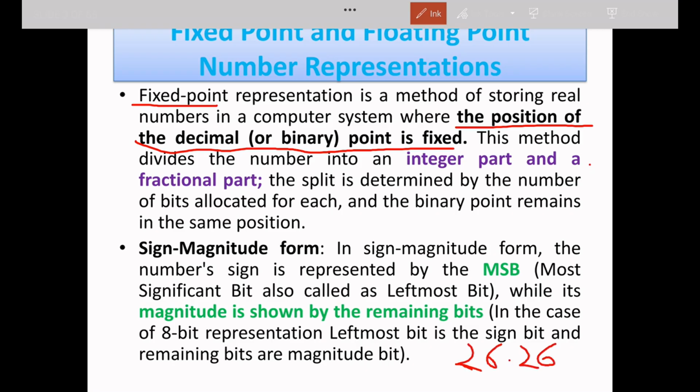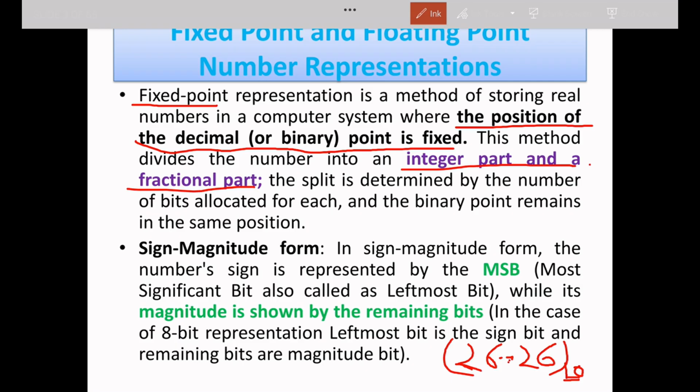26.26, first, what is the base? This is important. This is decimal. The base represents the number, and this dot represents the fixed point. Getting the point? So there are two parts: one is the integral part and the second is the fractional part.